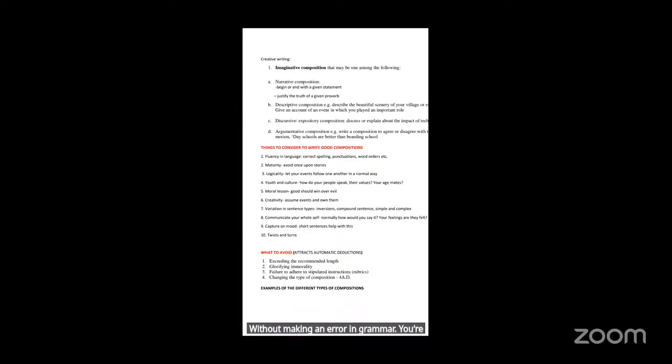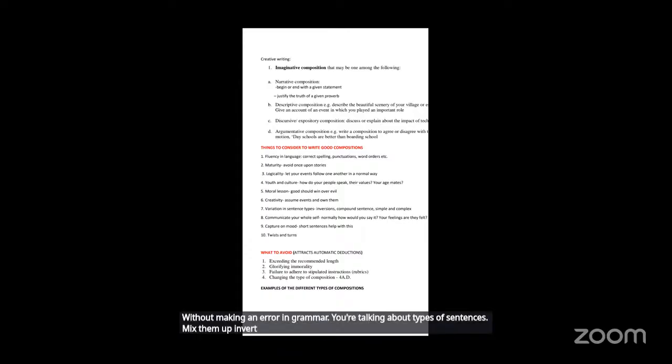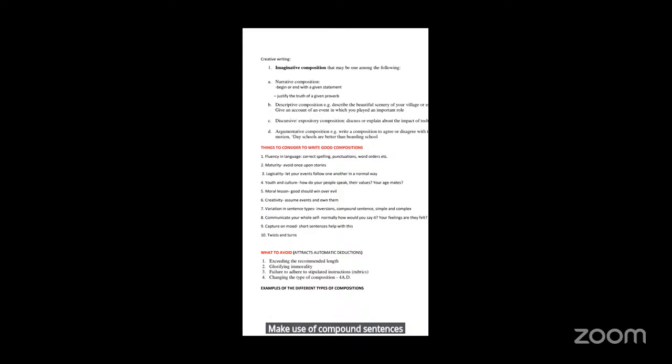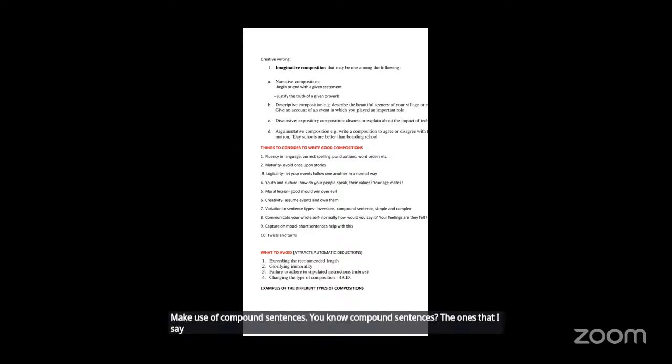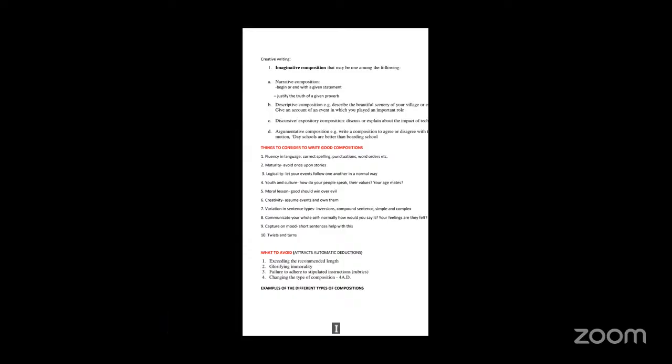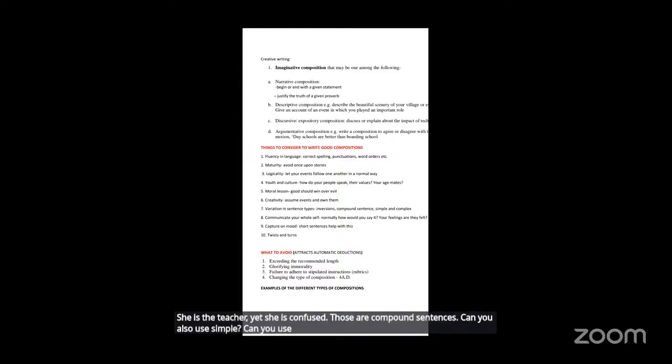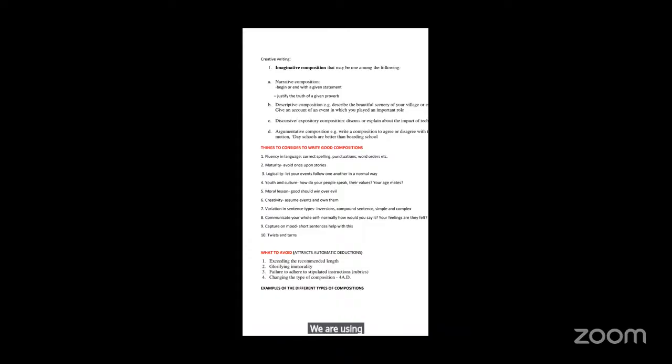We're talking about types of sentences. Mix them up, invert at times, make use of compound sentences. You know, compound sentences, the ones where I say something like, I went over, but I didn't find her. She is the teacher, yet she is confused. Those are compound sentences. Can you also use simple? Can you use complex? Complex is the ones where we are using subordinate conjunctions. You talk about something like, although she was my mother, this lady had put me through a lot. Those are the types of sentences, nataka uchanganye zote.